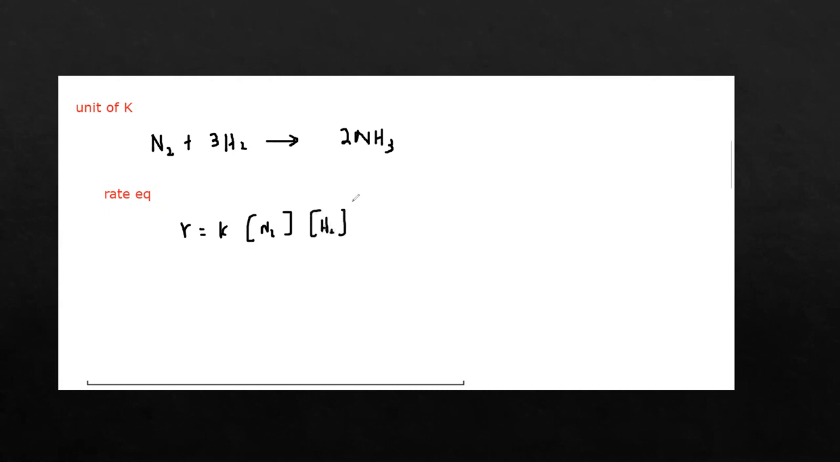say nitrogen is reacting with hydrogen, and it is forming ammonia. The reaction normally is a reversible reaction, but just to explain the idea, I use an irreversible reaction. So if I want the rate equation, rate, denoted by small r, is equal to a constant times the concentration of a reactant. So here nitrogen is there, and the concentration of hydrogen raised to power 3.